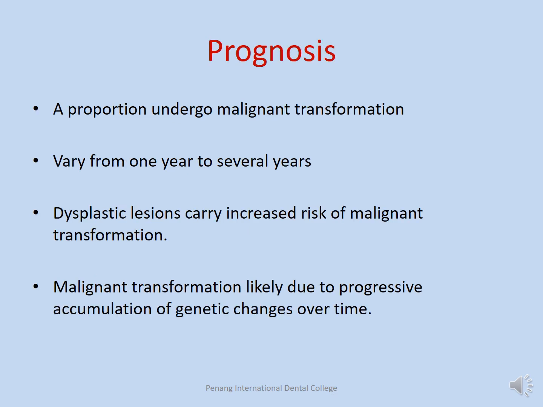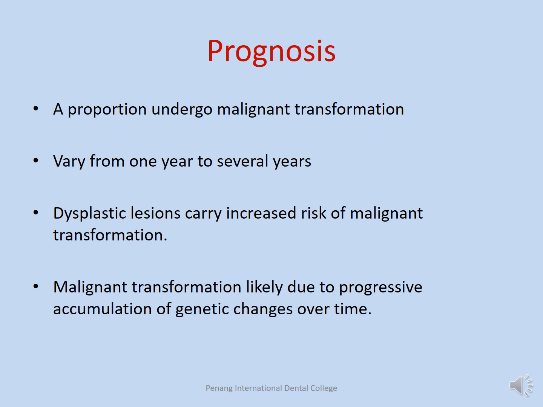So, okay, we have the clinical diagnosis, we've looked through the microscopic diagnosis. So what about prognosis? What are we supposed to tell these patients? Well, a proportion of these dysplastic lesions will undergo malignant transformation. It varies anywhere between 1 year to several years, and dysplastic lesions carry increased risk of malignant transformation based on their grade. I'll tell you that.